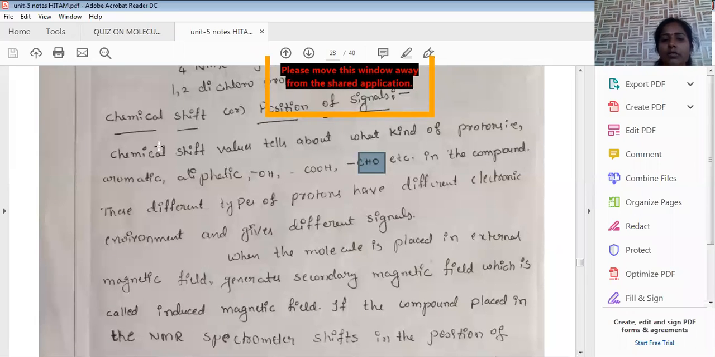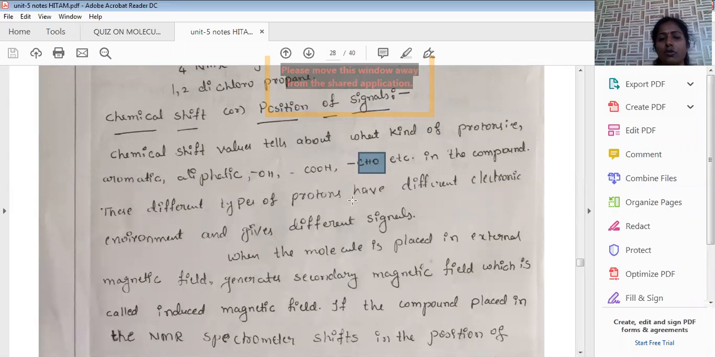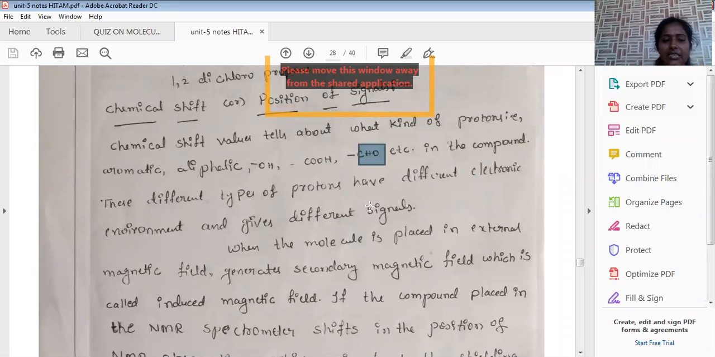That's why NMR spectroscopy is the fundamental spectroscopic method for the determination of unknown compounds. Most of the unknown compounds are easily identified by using this NMR spectroscopy. Only based on this nature of hydrogen we can identify what type of compound it is. Okay. So here, let us see how it is possible.